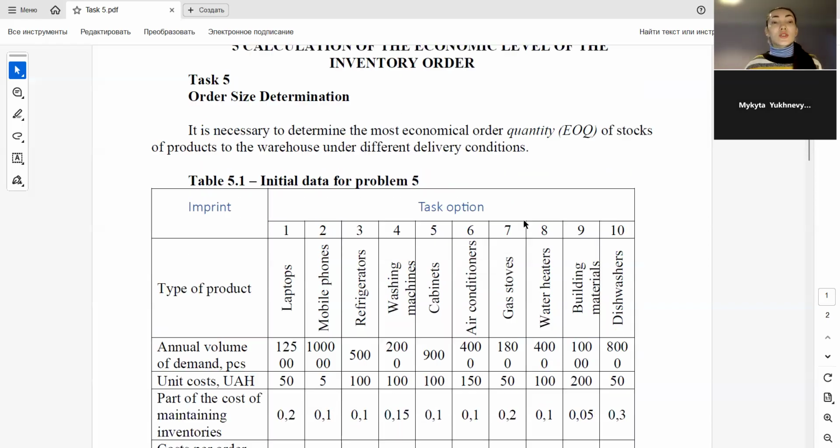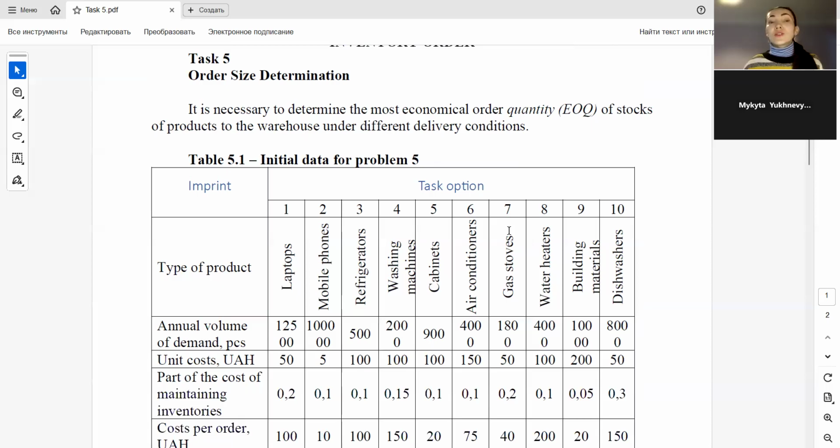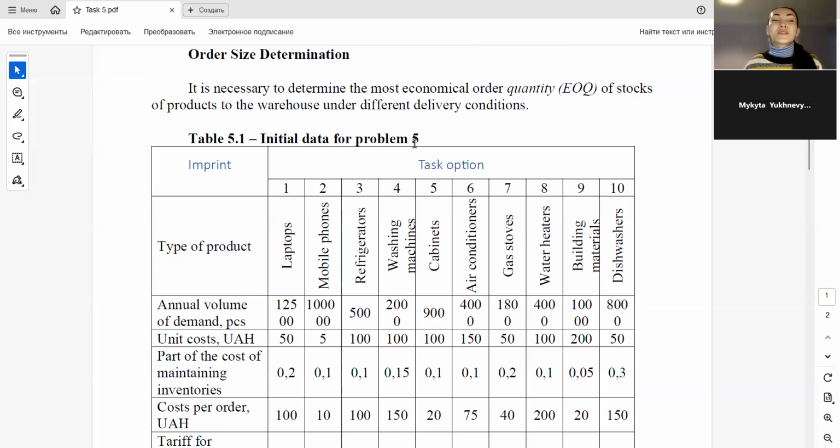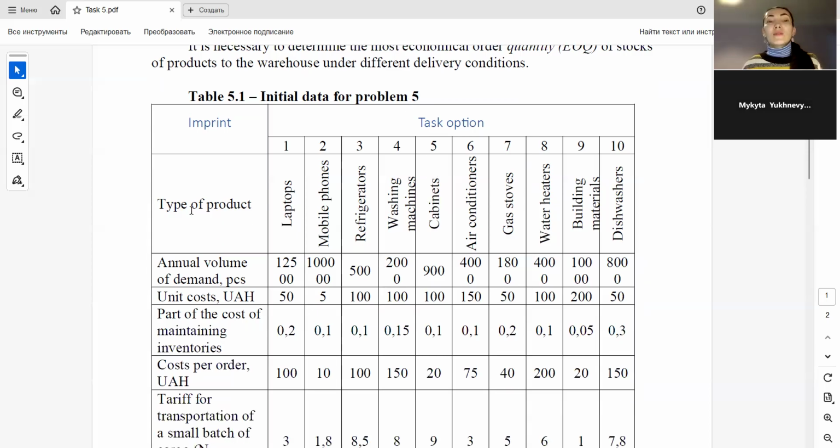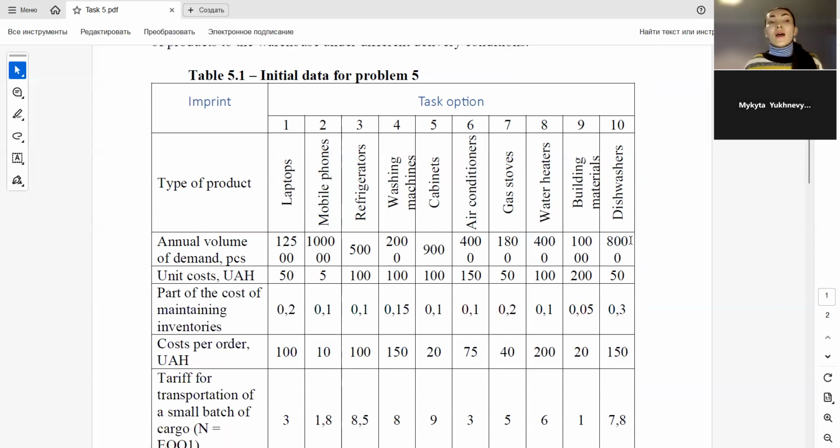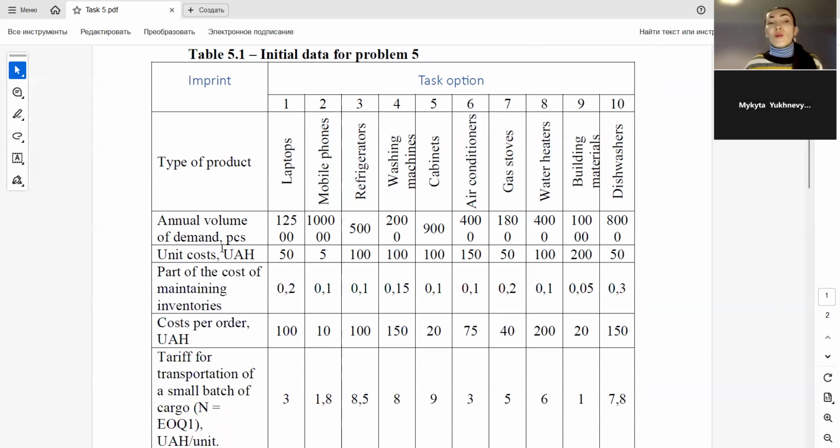So we have such table 5.1. It is initial data for problem 5, or task number 5. And we have different types of products. It could be laptops, mobile phones, refrigerators, washing machines, and other products for different variants. We have annual volume of demand.